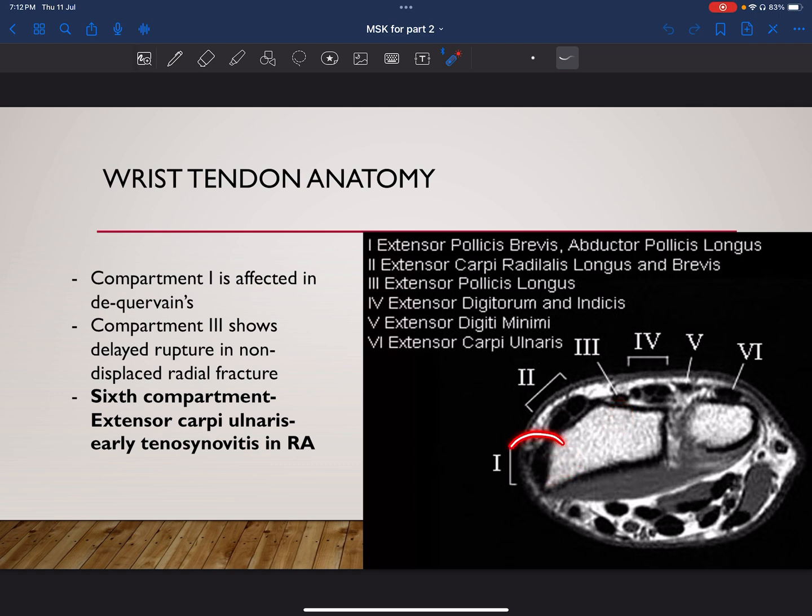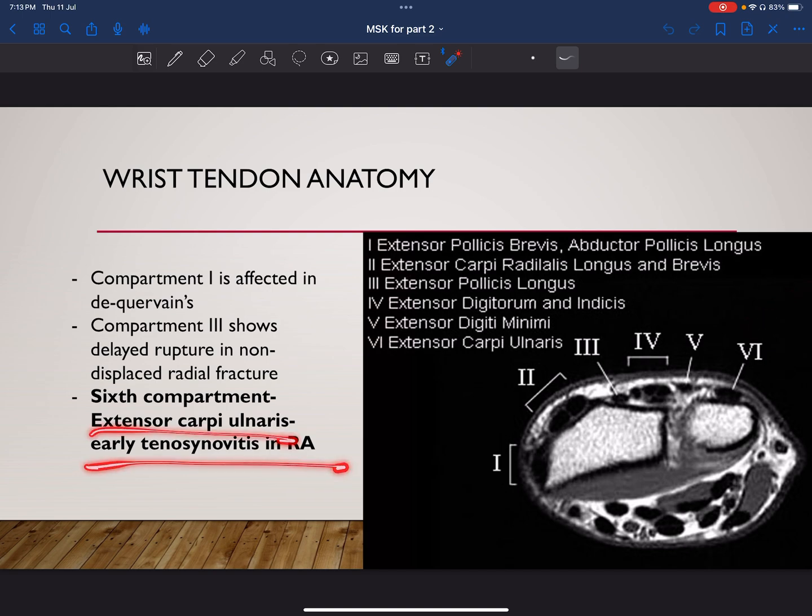The first compartment is associated with de Quervain tenosynovitis, as we'll see later in this lecture. Then the second compartment is extensor carpi radialis longus and brevis. Again, there is a syndrome known as intersection syndrome that we'll see involving this. Then we have compartment 4, which has extensor digitorum and indicis. Compartment 5, extensor digiti minimi. So 4 is for 4 fingers, except the fifth one. The fifth is digiti minimi, and 6 is extensor carpi ulnaris, which is involved in RA.